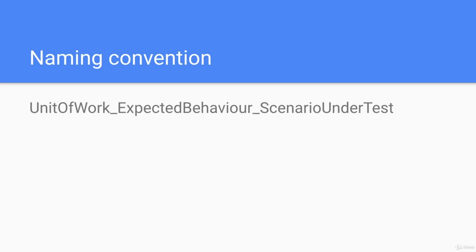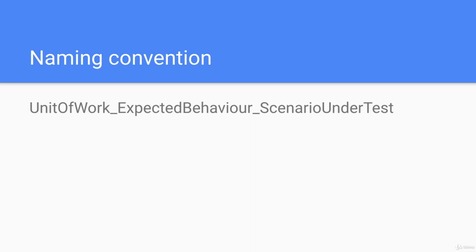A quick side note on tests naming convention. I am using the convention: unit of work, underscore, expected behavior, underscore, scenario under test. So our unit of work is usually a class or method we are trying to test. Expected behavior is the outcome when we call the method or perform something on the class, and scenario describes when the expected behavior occurs.